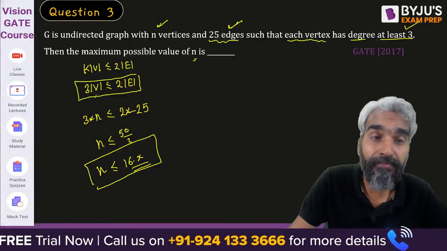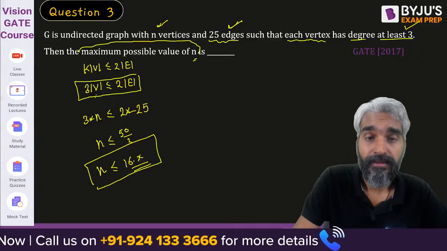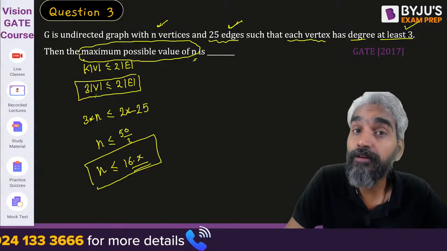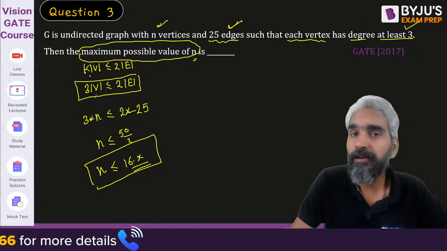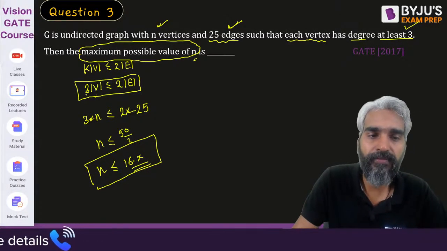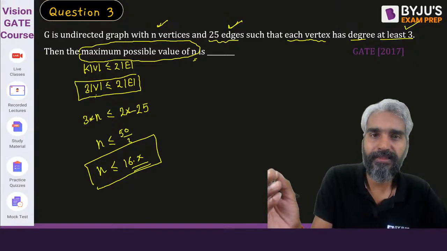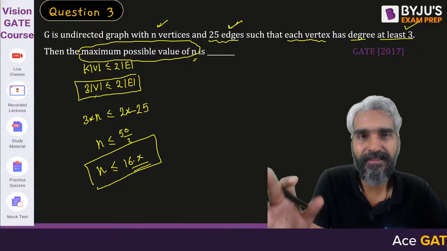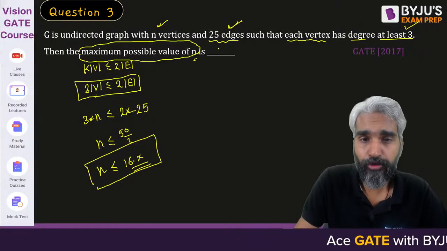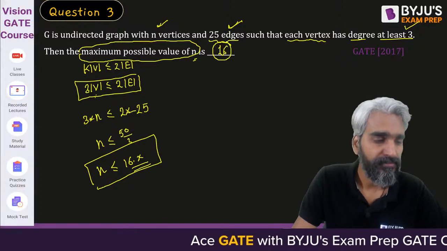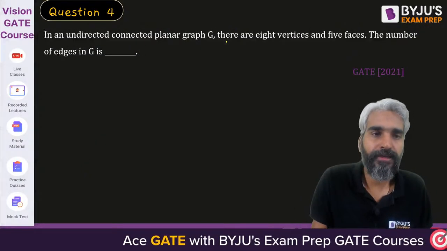So what is the maximum possible value of n? The value of n can be 16, 15, 14, etc. But the value of n cannot be 17. The moment the value of n becomes 17, the degree of every vertex will not remain at least 3. Some of the vertices will eventually have degree less than 3. Clear? So that's the logic. So the correct answer for this particular question will be 16. Clear? Let's move to the next question.